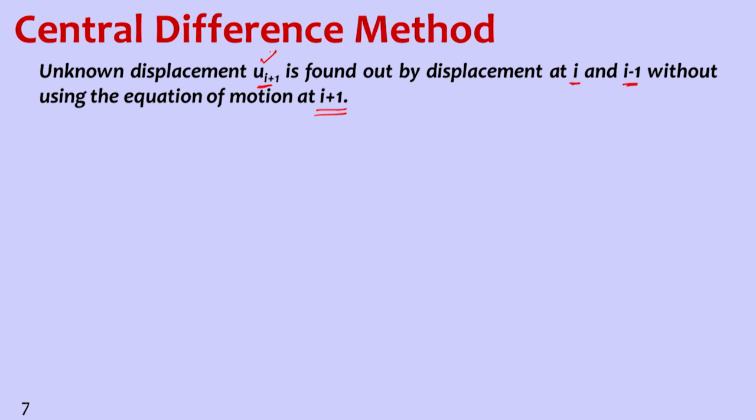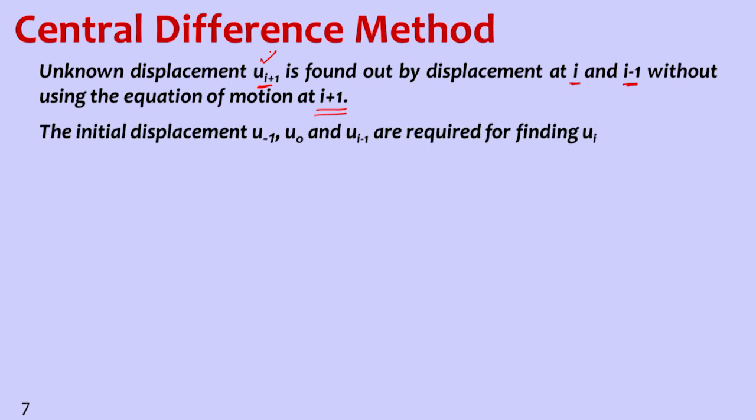Now how does it happen? It happens by initial values. So the initial displacement u_i in place of i-1. This is a fictitious term because time starts at 0, but we need one displacement at negative time, and then u(i-1) is required. These things are required for finding u_i.